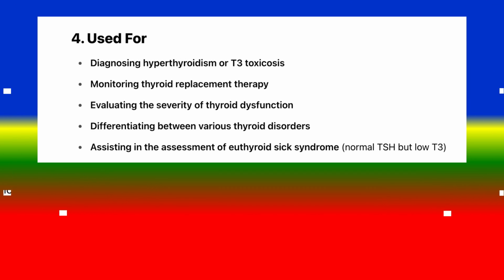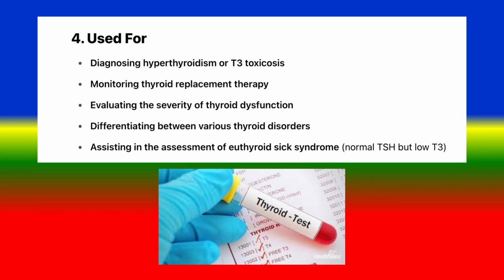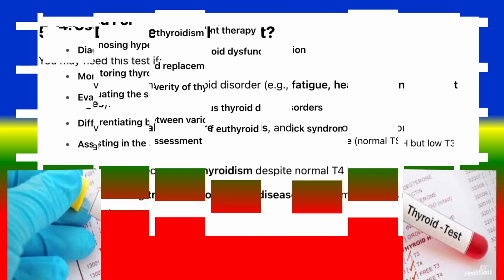4. Uses. Used for diagnosing hyperthyroidism or T3 toxicosis, monitoring thyroid replacement therapy, evaluating the severity of thyroid dysfunction, differentiating between various thyroid disorders, assisting in the assessment of euthyroid sick syndrome, normal TSH but low T3.